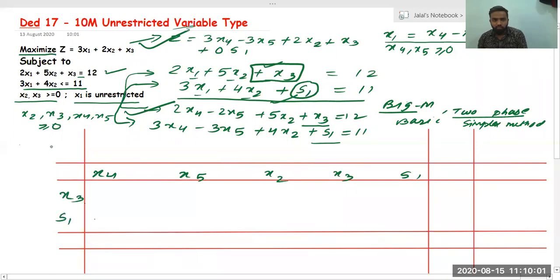Okay, now we will write the value of cj, that is the coefficients of z. So this is 3, then this will be minus 3, this is 2, this is 1 and this is 0. x3 is equal to 1.